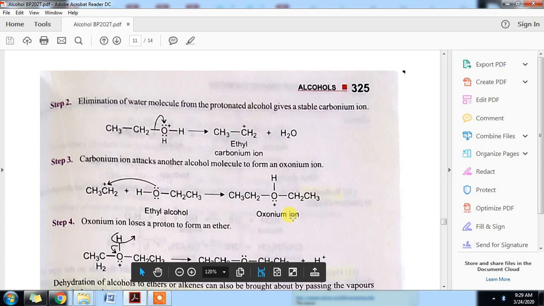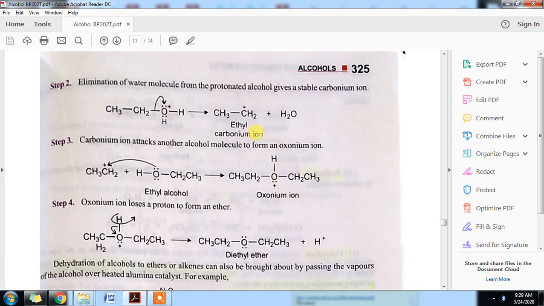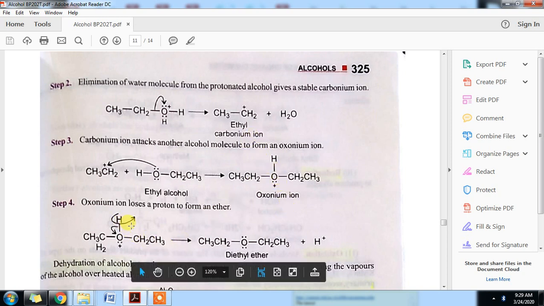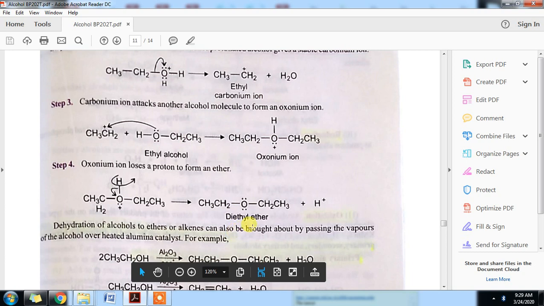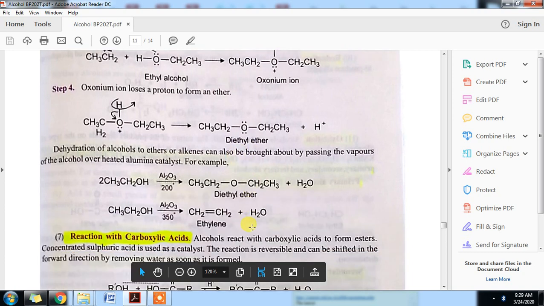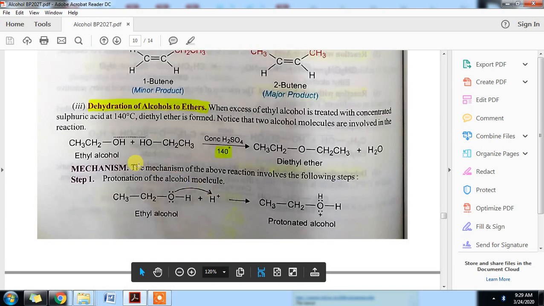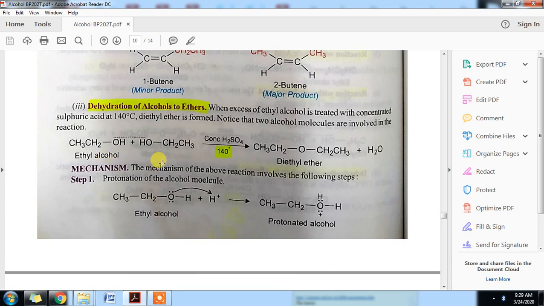The oxonium ion is not stable, so to make it stable, it rearranges itself and this hydrogen is removed, forming an ether, diethyl ether. This is the mechanism of how it occurs, right? One more thing, let's see how it is forming: alcohol upon condensation with acid and heat, it's giving you what?